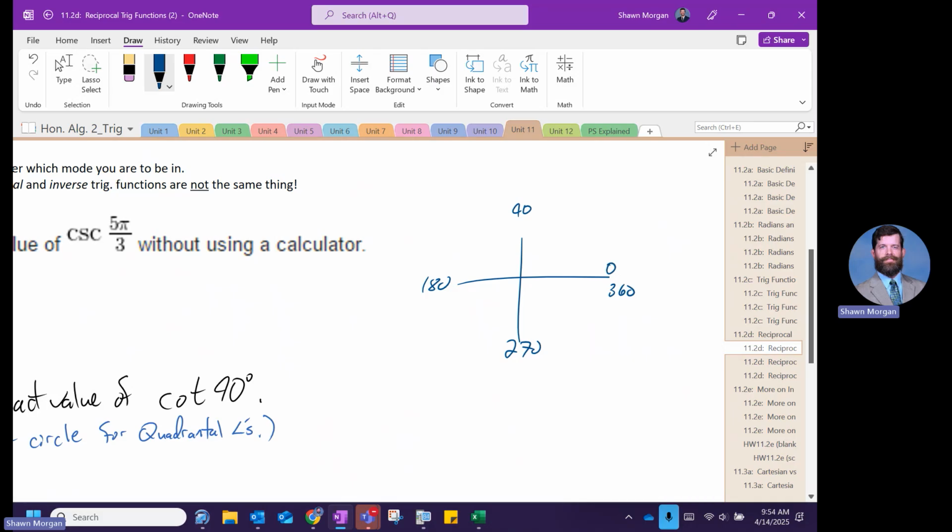And anytime I'm trying to evaluate a trig function of 90 or 180 or 270 or 360, I need to draw out my unit circle and think cosine is x, sine is y, tangent is y over x. What are the radian equivalents of 90? So pi over 2, pi, 3 pi over 2, and 2 pi. Those are the equivalencies there.